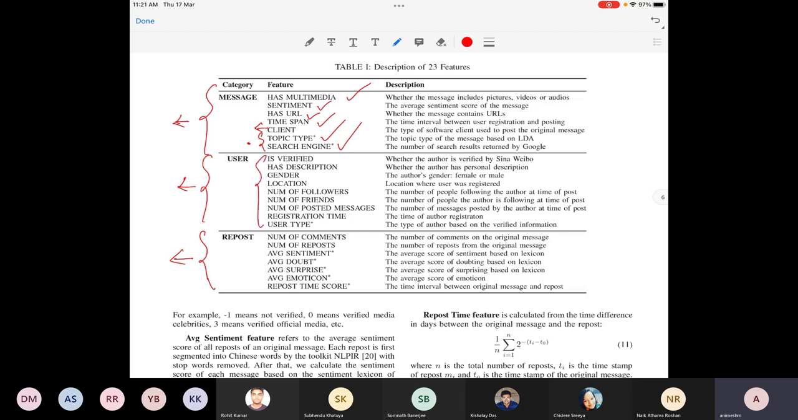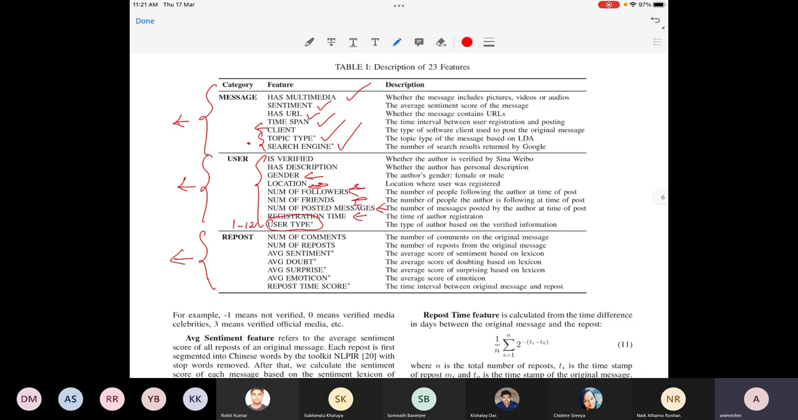Okay, so in the user, there are quite a few features, but these are again easy to understand, like whether the user is verified or not, has a description, what is the gender, location, number of followers, friends, number of messages posted, the time at which the user registered into the platform, and the different user types that we had discussed last day. If you recall, there are 12 user types. One of these would be the type of a particular user, and that was used as a feature.